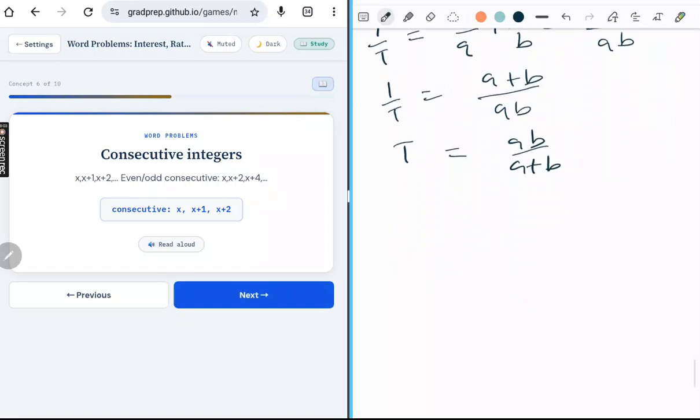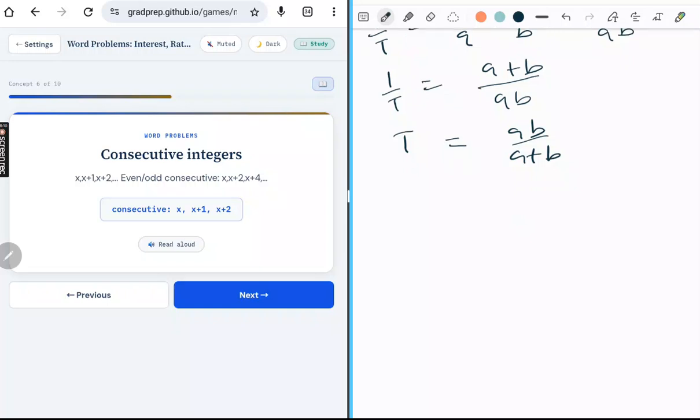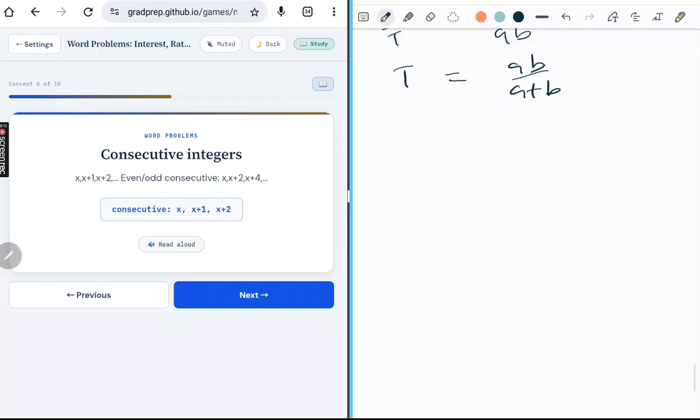Consecutive integers: 1, 2, 3, 10, 11, 12, 101, 102, 103. So these are consecutive integers that follow each other. Consecutive even numbers are like 2, 4, 6, 8. Consecutive odd numbers are 1, 3, 5.